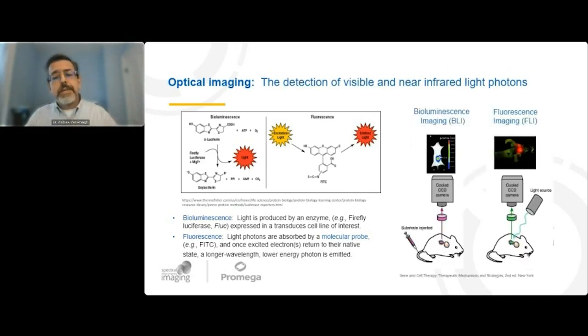So typically for both bioluminescence and fluorescence, you will be using a cooled CCD camera system that will have very high sensitivity for these photons. And basically it will record it on its sensor. The sensor gets read off and put through a set of algorithms and software platform and presented to the investigator for further analysis and evaluation.